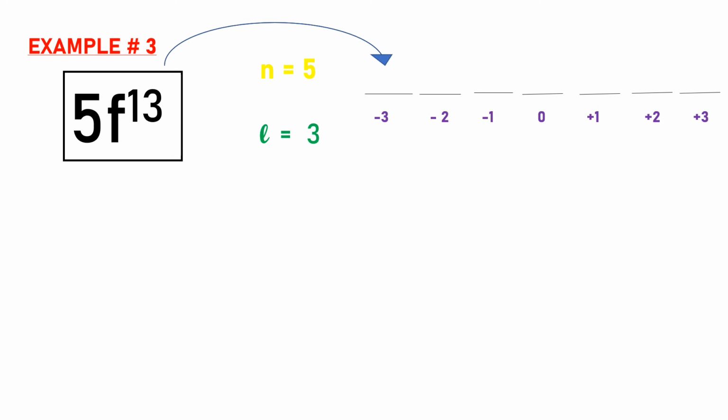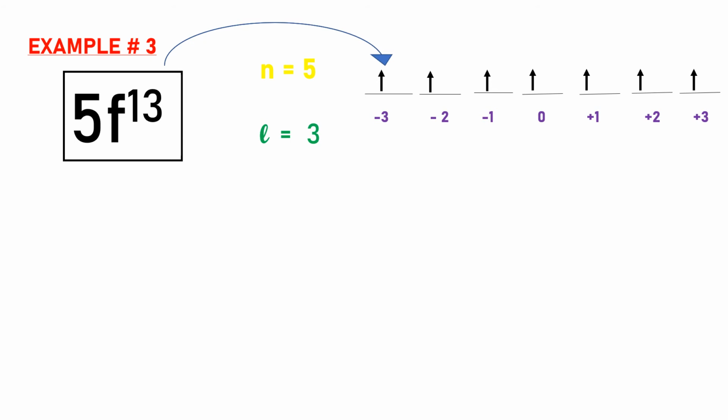Let us have 5f13. So that's so many, I think. For our n, we have 5. So you have 1, 2, 3, 4, 5. For our L, since that is f, that's equivalent to 3, ranging from -3 to +3. So that's the time that you can now have the arrow. It must be 13. So 1, 2, 3, 4, 5, 6, 7.